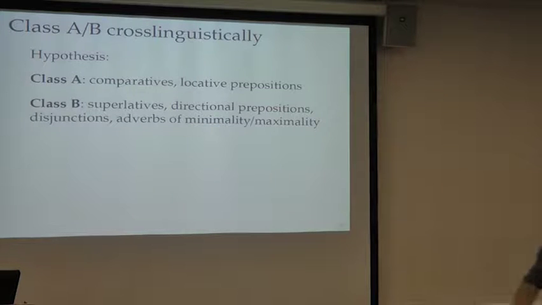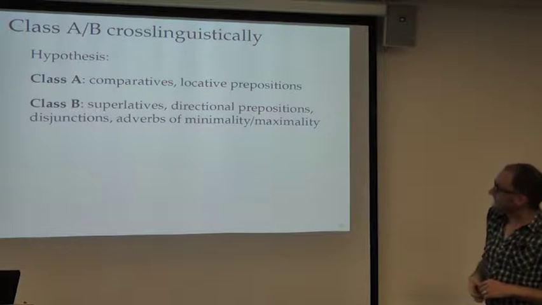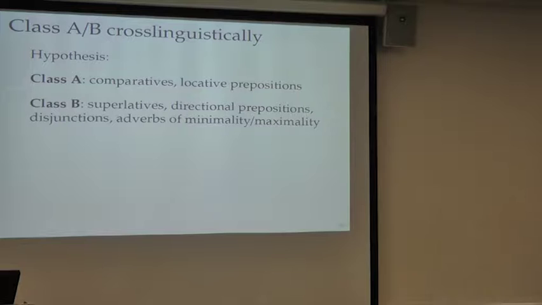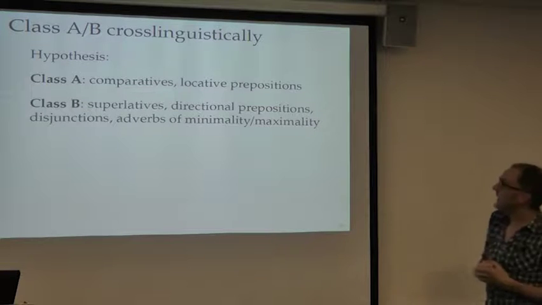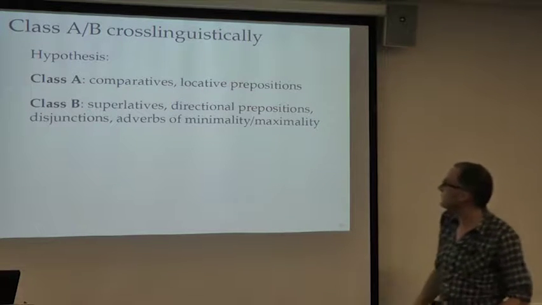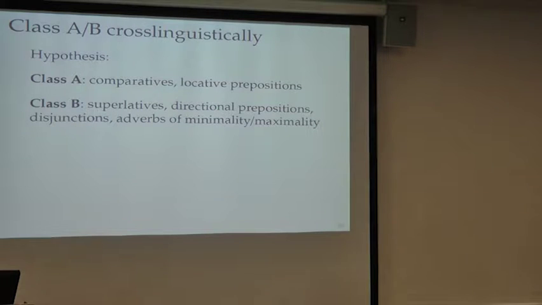So the hypothesis is that this is something that is quite stable. We haven't tested this deeply; we've tested it maybe on 10, 15 languages, but nothing deep. The hypothesis is that class A will always look like comparatives and locative prepositions, and class B will look like superlatives, directional prepositions, disjunctions, and adverbs of minimality and maximality.